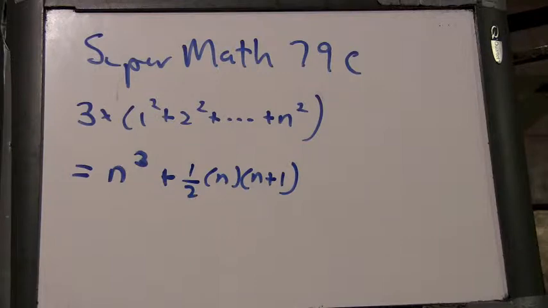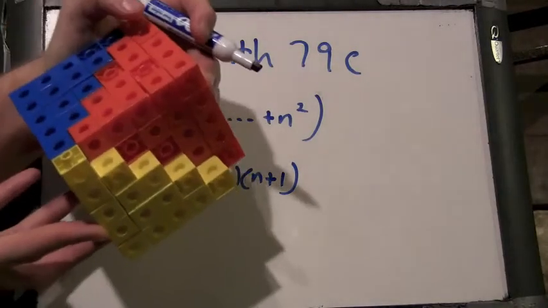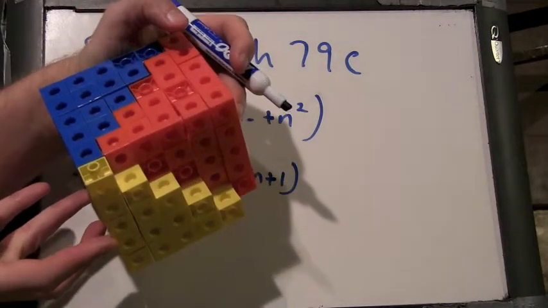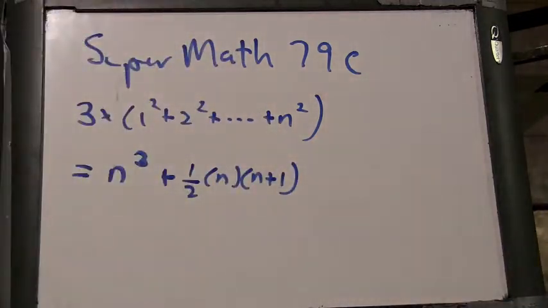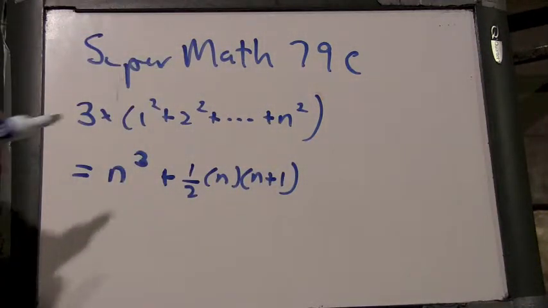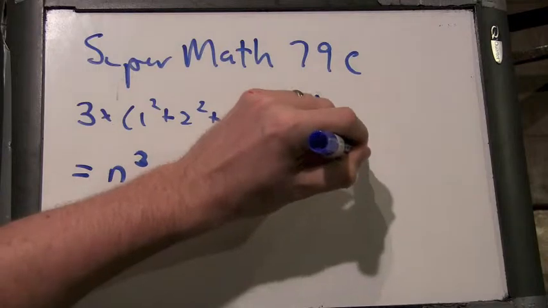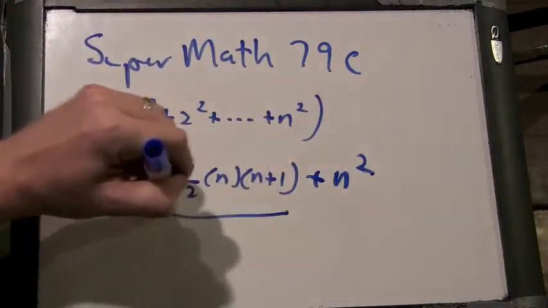I was trying to show that with the yellow, but the cubes are falling to pieces. There's our staircase. And what was the other thing we had to take off? We take off a square, so plus n squared. So these are the two things I have to take off.